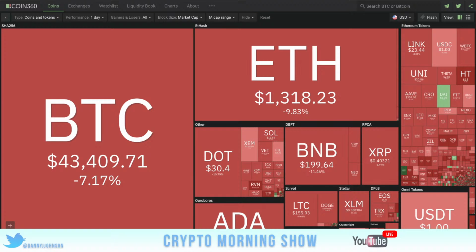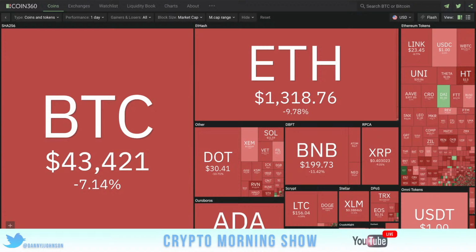Except for you'll see the green ones pop up. Those are basically pinned to the dollar used. You'll see Tether, DAI, some of the other ones that are green. So basically, they should remain unchanged. USDT showing a little bit of red.